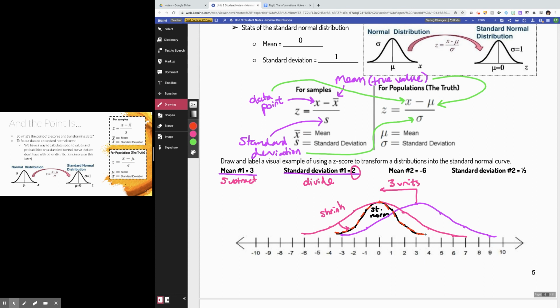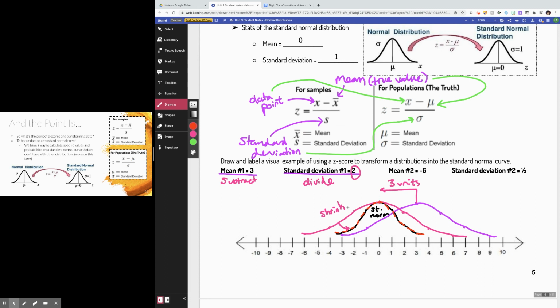And so now, if you have all of your values as z values, we can use all of the tools that we have at our disposal for the standard normal curve and calculate a bunch of probabilities about this very random normal curve, that we couldn't before because it was not the standard normal.